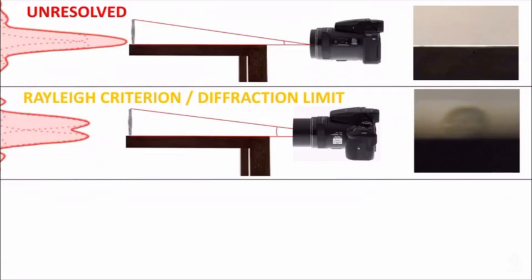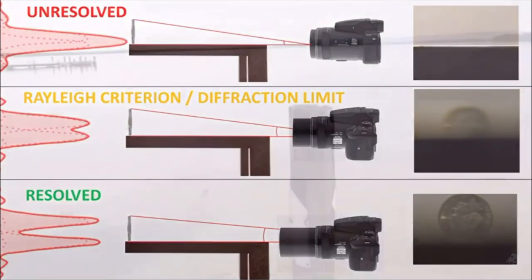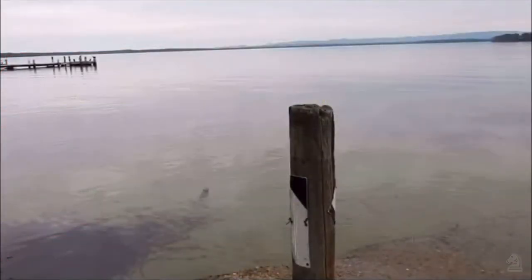Now, when you zoom in enough, it will meet the Rayleigh criterion, where you can see the 2 distinct objects again, the coin and the table. And when you get past that diffraction limit, you can fully resolve the object. Now this has all to do with the angle that you are viewing an object. Now that we know about angular resolution and the diffraction limit, let's add some distance.